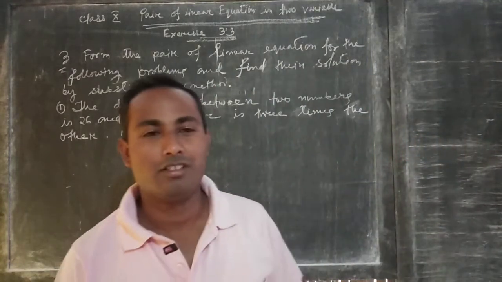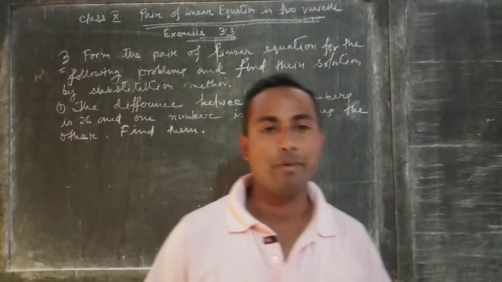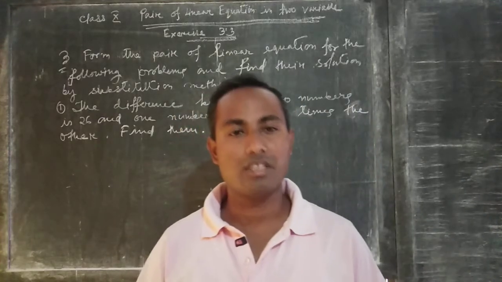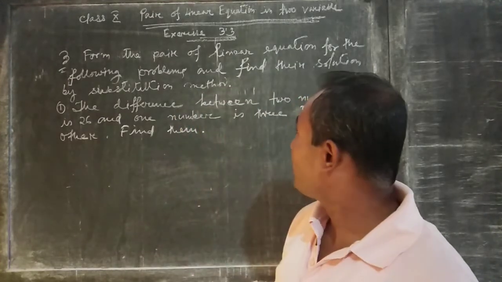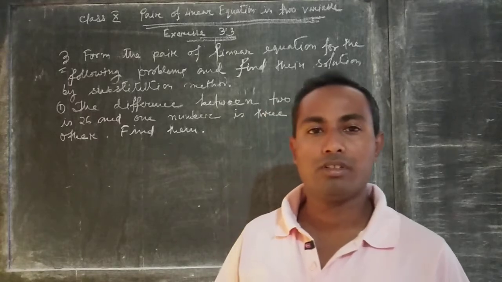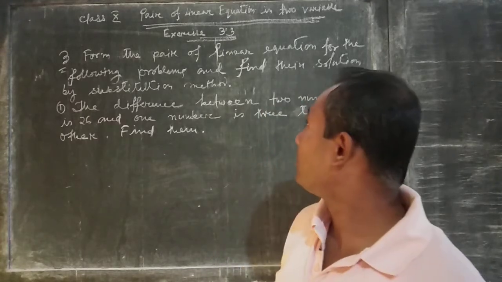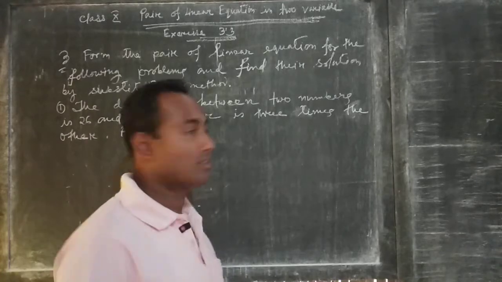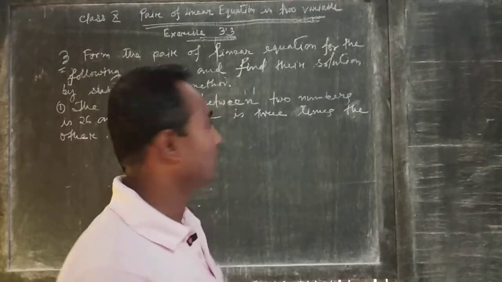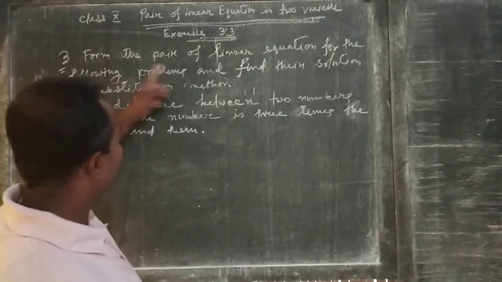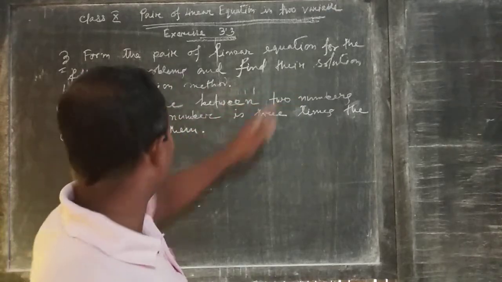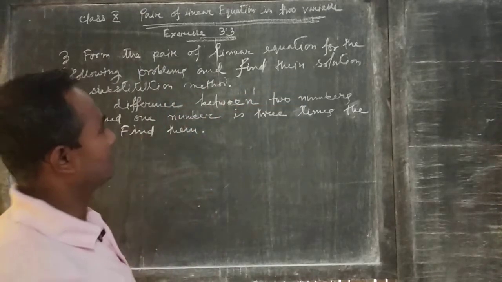Dear students, now I'm going to discuss the class 10 mathematics, third chapter, which is pair of linear equations in two variables, exercise 3.3. The question number 3. Let us see what the question is. From the pair of linear equations for the following problems, find their solution by substitution method.